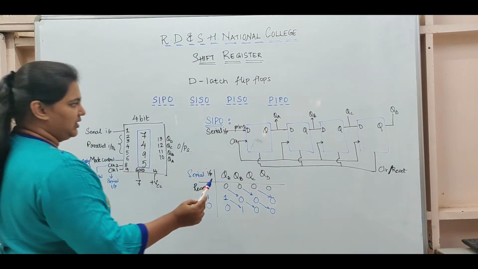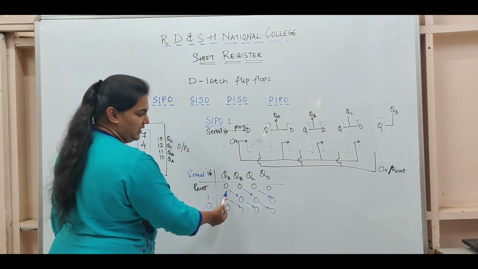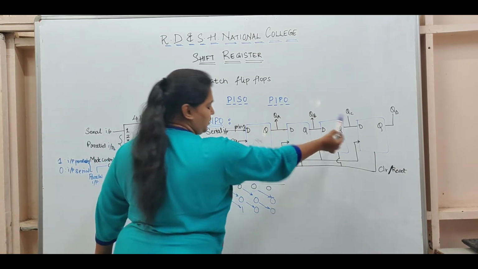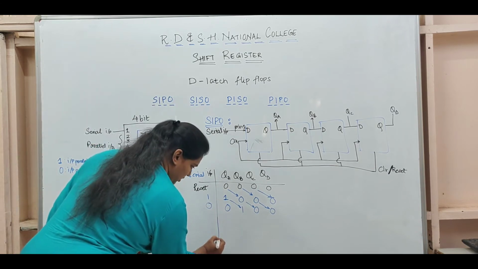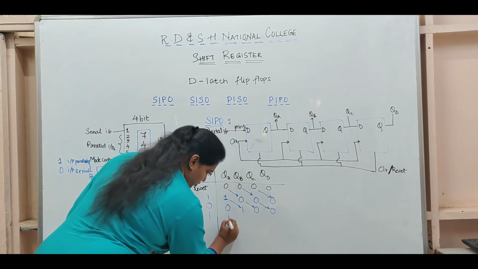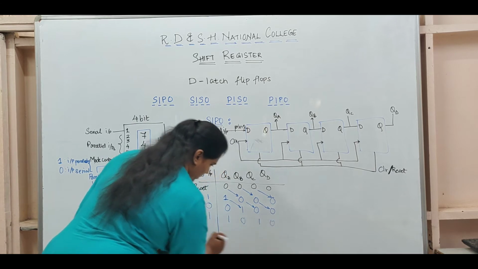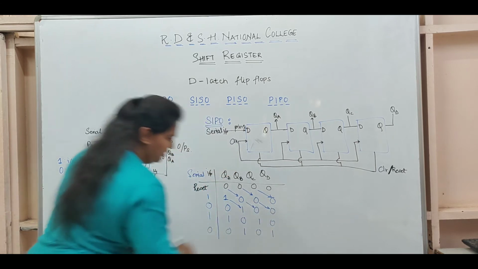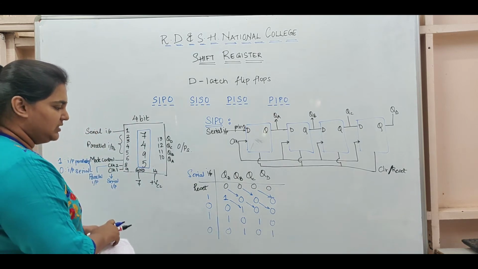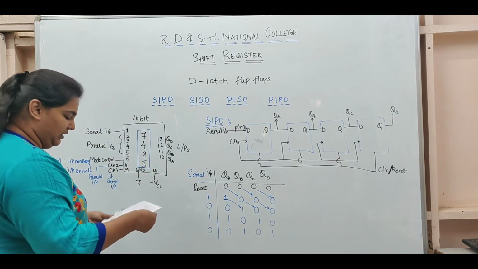So as you can see, there is only one data being inputted, but output will give you all 4 values. Then whatever you give next, so suppose I give a 1, so this will become 1, 0, 1, 0. Then I give a 0, so it becomes 0, 1, 0, 1 and so on. So this is serial in, parallel out.